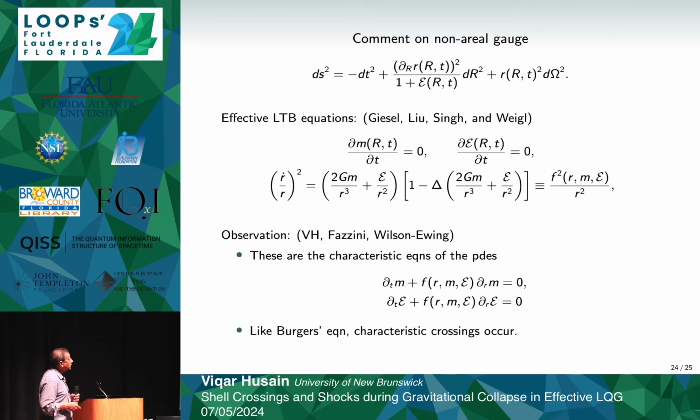I wanted to comment on other gauges. So here's another gauge. This LTB spacetime can be studied in these co-moving coordinates where the metric takes this form. The LTB equations for this particular form of the metric have been derived by Christodoulou and collaborators. The equations they found are these, for R, for this function E, and for this function M.